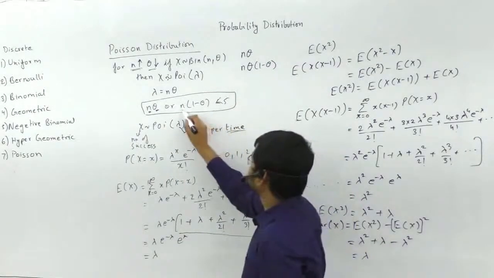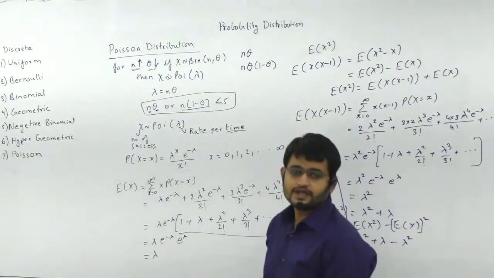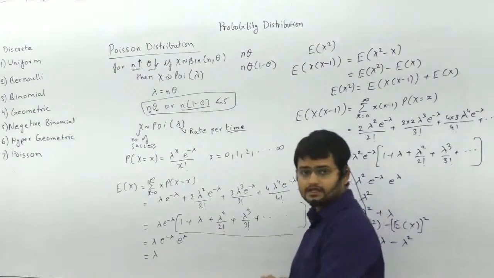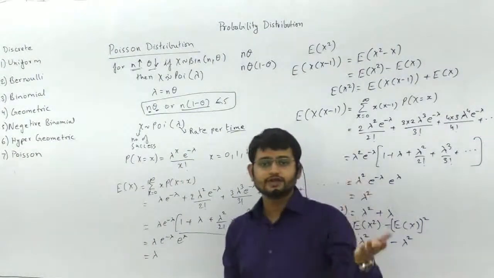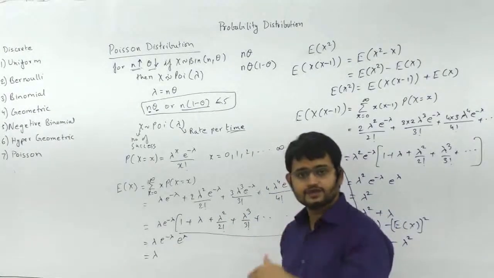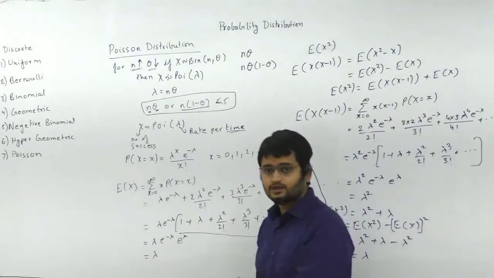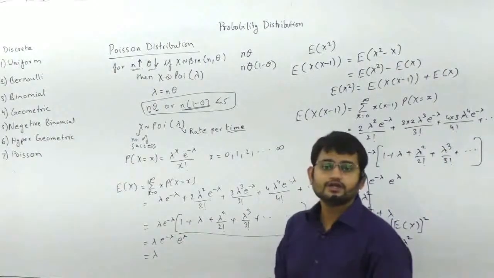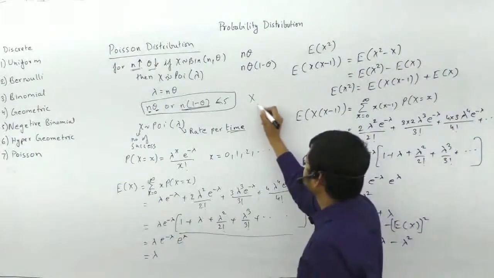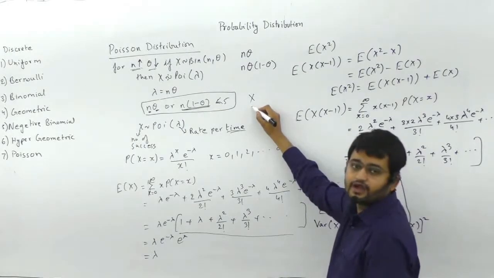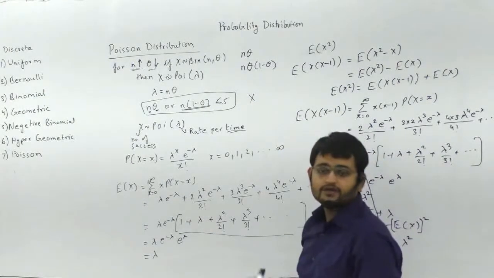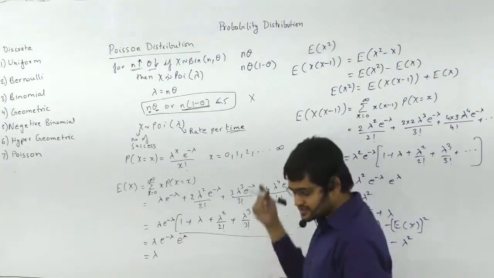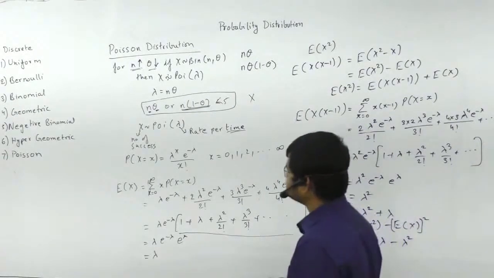Now when will we use n into 1 minus theta less than 5? Let's say theta is 0.99. If theta is 0.99, it's a very large value. Probability of success is very large, but you can say probability of failure is very small. It will be 0.01. So probability of success can be converted into probability of failure. So instead of finding x as our successes, we can find x as our failures, and we can convert our failures into Poisson distribution. We'll see that in some questions afterwards.